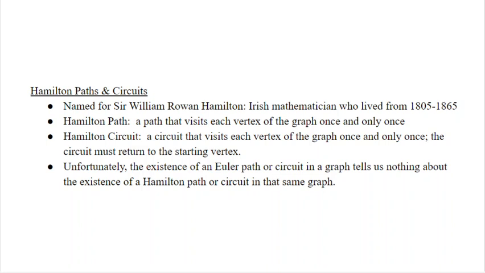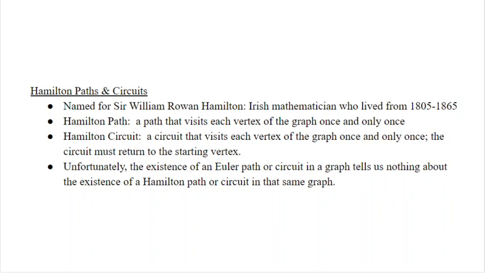The main difference between Euler paths and circuits and Hamilton paths and circuits is that for Euler paths and circuits, we wanted to cross each edge exactly once, and for Hamilton paths and circuits, we want to visit each vertex exactly once. Now, we did have a very nice rule for when Euler paths and circuits existed. If all of the vertices have an even degree, you have an Euler circuit. If you have exactly two odd vertices, you have an Euler path. And more than two odd vertices means you have neither.